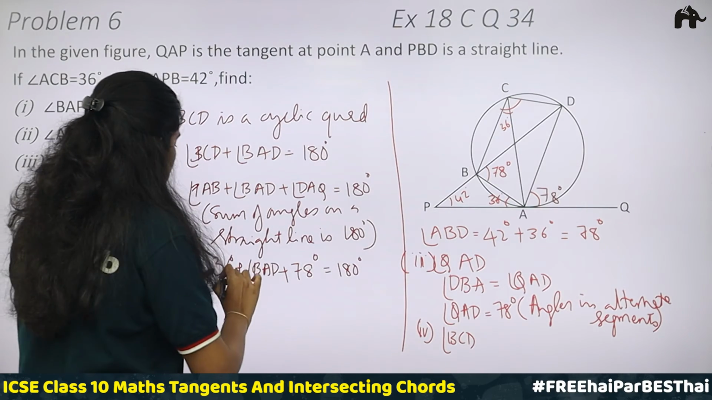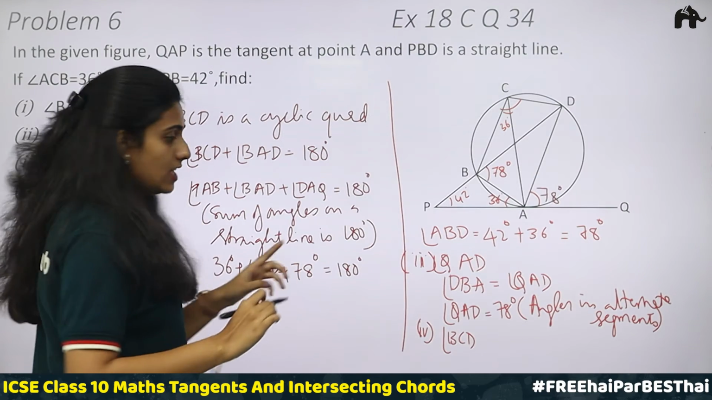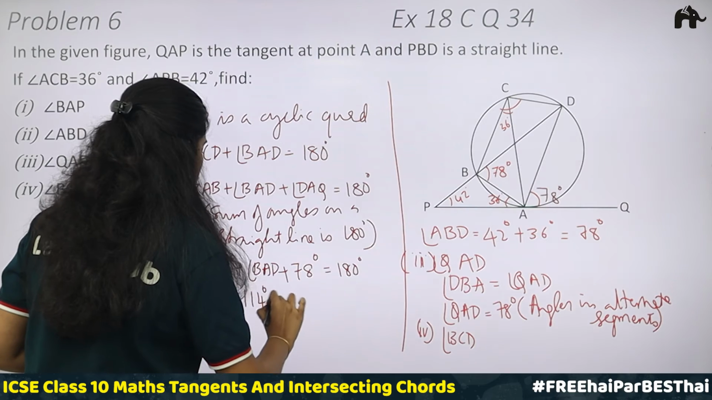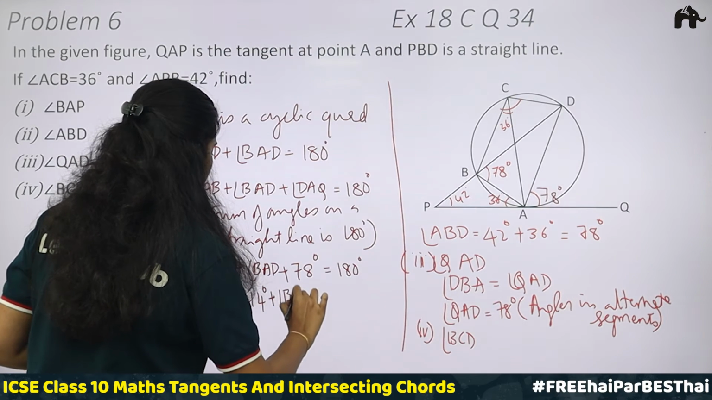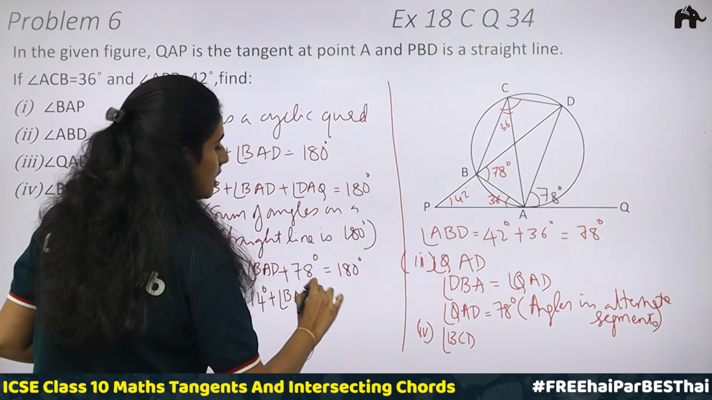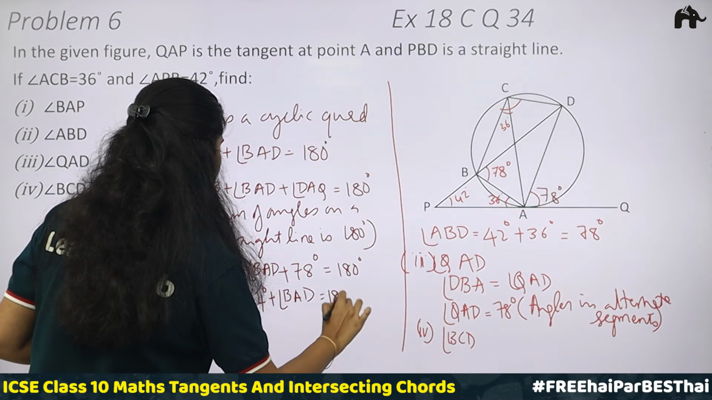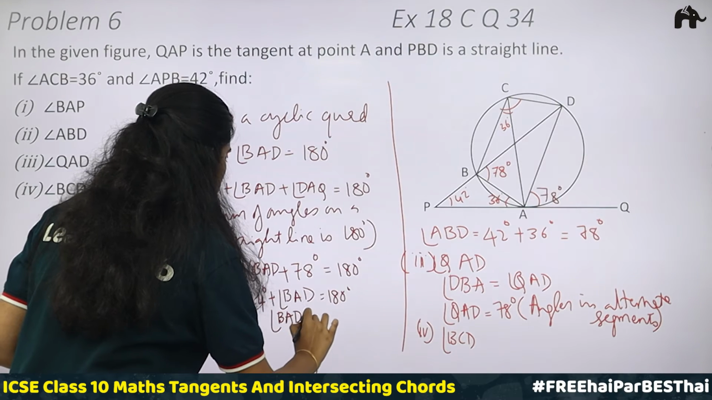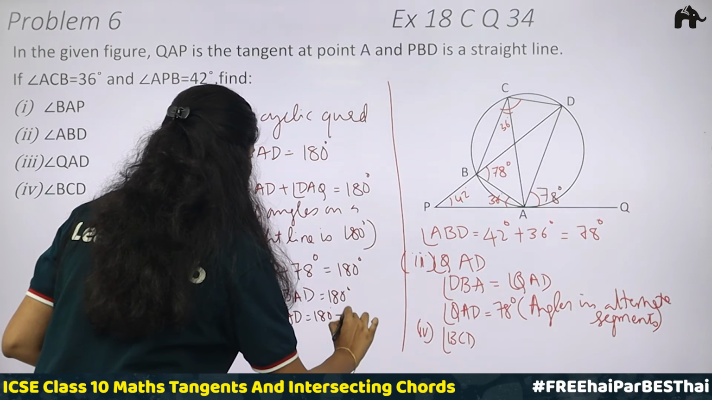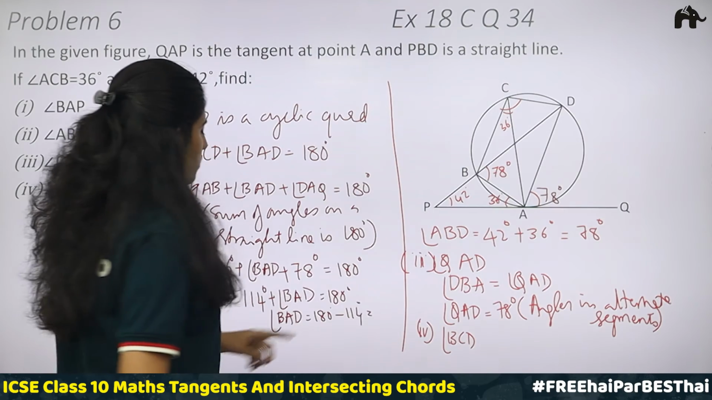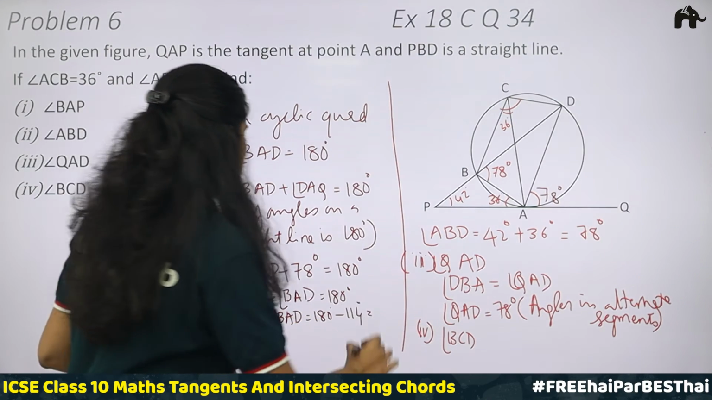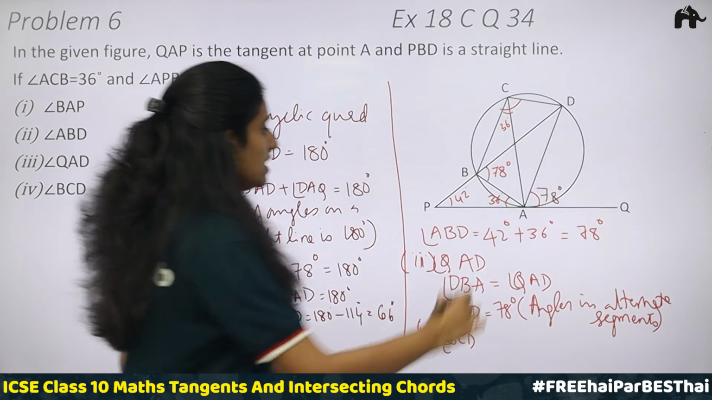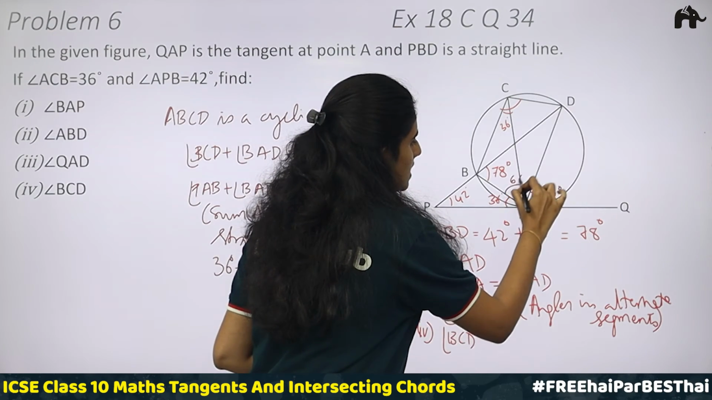Now 36 plus 78 gives 114 degrees, plus angle BAD. Angle BAD will be equal to 180 degrees minus 114 degrees. What is 180 minus 114? We get 66 degrees. So this angle is 66 degrees.